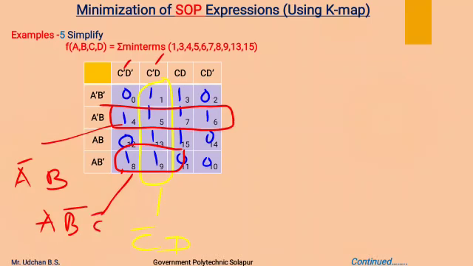Now if we observe, this one is not encircled and this one is not encircled. So for this one we will form another quad like this, and the equation for this will be B D. If you observe the term, we can get the equation for this quad as B D.